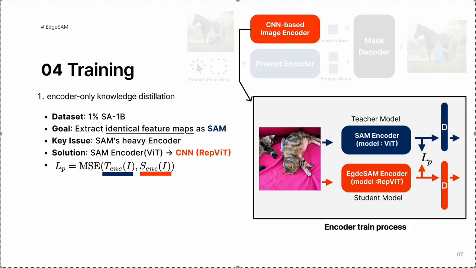The training process of EdgeSAM consists of three steps, each with different goals and strategies. The first step is encoder-only knowledge distillation. The primary goal is to train a lightweight CNN-based image encoder to extract image features at a level comparable to the original SAM model. If you take a closer look, a CNN-based RepViT is selected as the student model because it is optimized for mobile environment and it is known for exceptional performance on edge AI accelerators such as iPhone's neural engine.